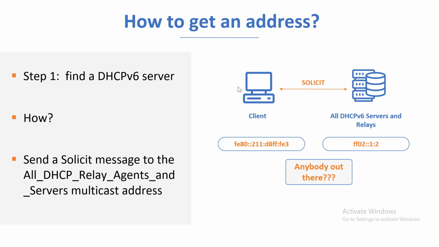So step one, what are you going to do? You do the solicit. And again, you send it to the all DHCPv6 relay agents and servers multicast address. You're saying, anybody out there?